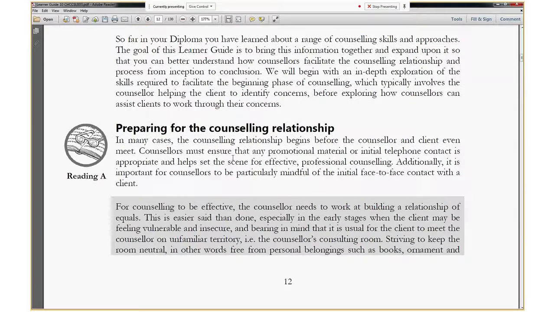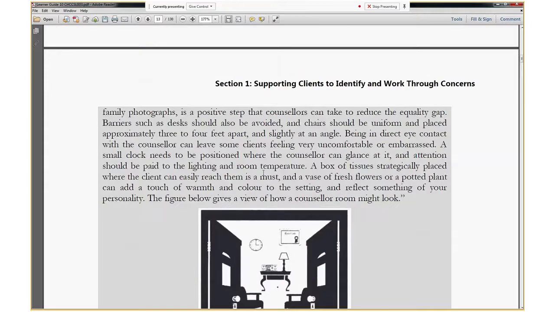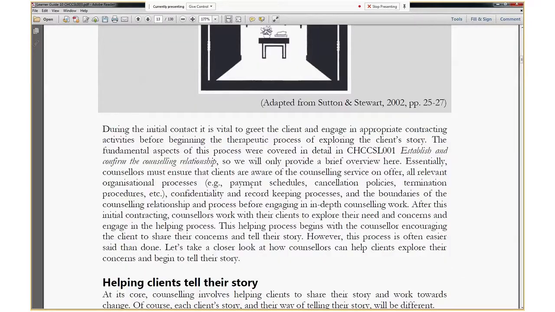Okay, preparing for the counselling relationship. That's an easy one. As long as you make sure that your room is in order, and as long as you've got things ready, like a contract, a payment schedule, termination procedures, the amount of sessions that people get, then you're ready to rock and roll. Now, you don't have to have that all on paper, but you do want to have your room set up, and definitely make sure that you are prepared for the session.